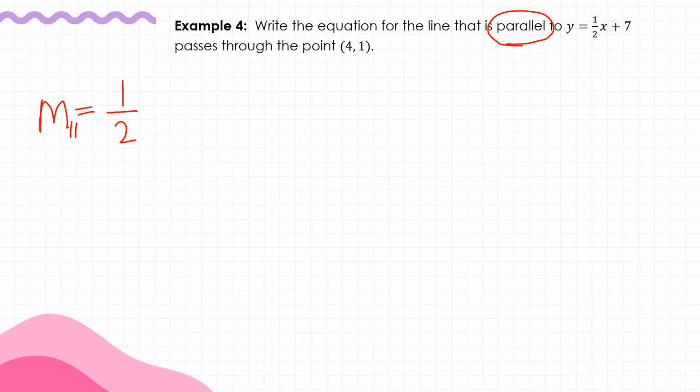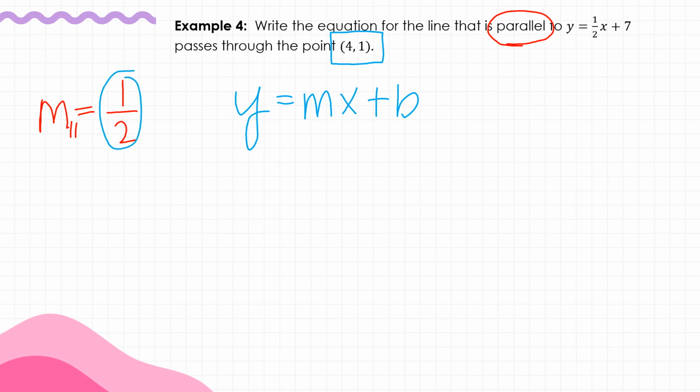So now for the y-intercept. I don't have the y-intercept. I have another point that the line is passing through, but I don't have where it crosses the y-axis. So how do I find it? I'm going to use the equation similar to how we did in the second example at the beginning of the notes. I'm going to use y equals mx plus b and plug in the information that I know.